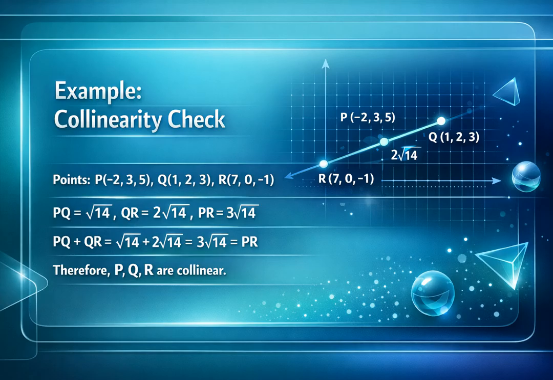Check if points P(-2, 3, 5), Q(1, 2, 3), and R(7, 0, -1) are collinear. Calculate. PQ equals the square root of 14. QR equals 2 times the square root of 14. PR equals 3 times the square root of 14. Since PQ plus QR equals the square root of 14 plus 2 times the square root of 14, which equals 3 times the square root of 14, which equals PR, the points are collinear.